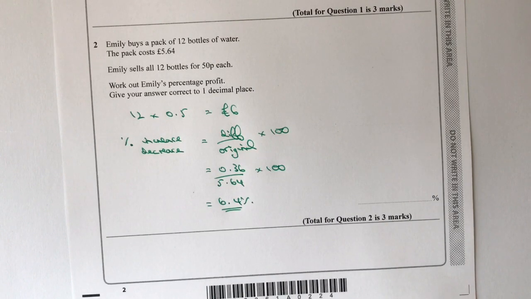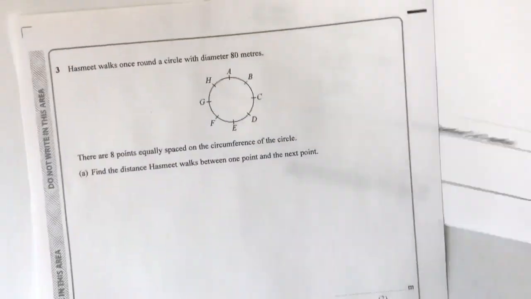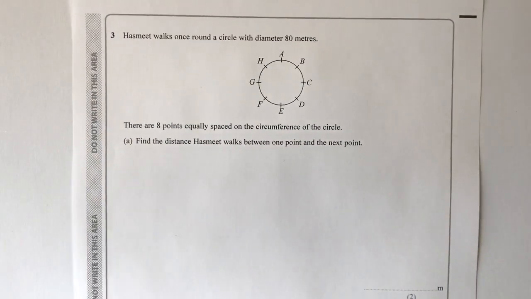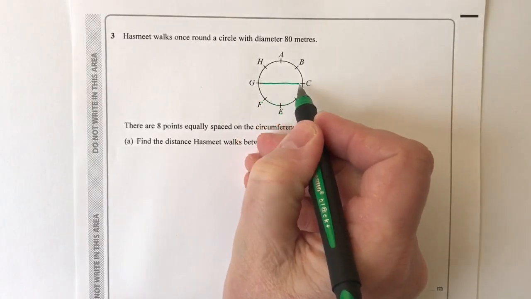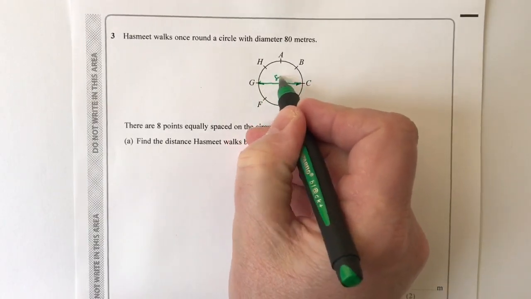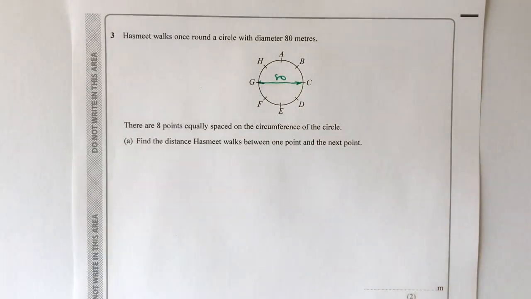In question number 3, we've got a circle, and in that circle we're told that Hasmeet walks once around a circle with a diameter of 80 meters. I'm always tempted to just draw that information in. This is 80, and it just helps me to focus. Okay, so then it says there's 8 points equally spaced around the circumference. Find the distance Hasmeet walks between one point and the next point.